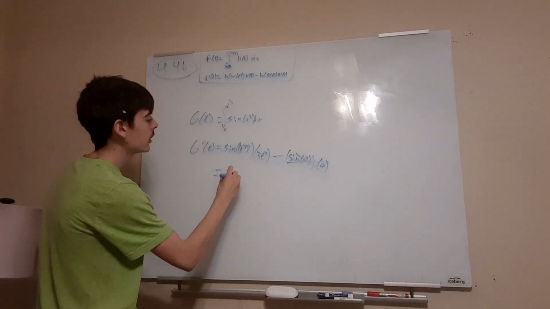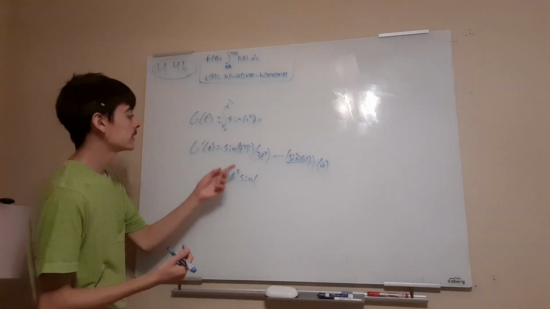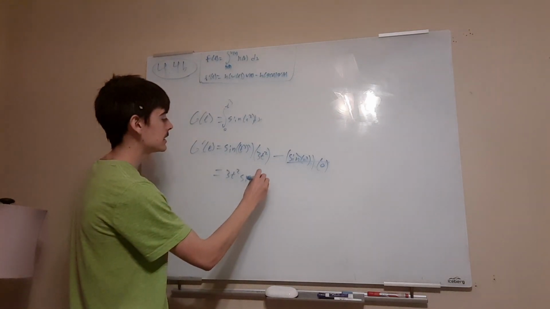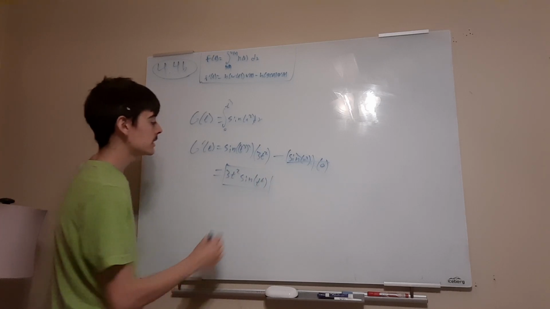We can move this 3t squared to the front. And inside the sine function, we have t cubed squared, which is the same thing as just t to the power of 6. And now with that, that is our integral.